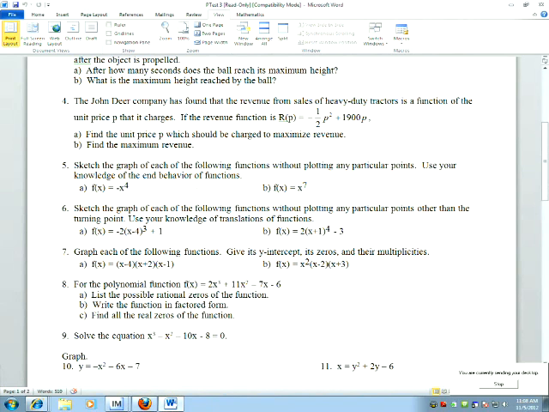In the B part, write the function in factored form. Once you have your list of possible rational zeros, how do you find which one actually is a rational zero? By substitution, and what are you looking for? Which one makes the function equal 0? Once you find that first one, you use synthetic division to factor the polynomial.